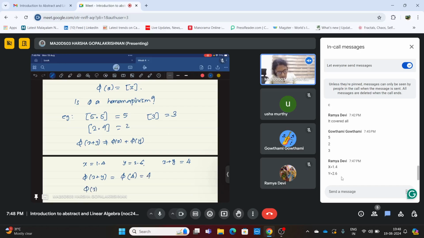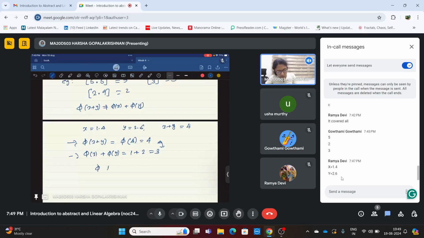Now phi of x plus phi of y we need to consider. Phi of x is phi of 1.4, so it is 1. Phi of y is phi of 2.6, which is 2. So it is 3. So these two are not equal. So this example will work. You need to choose suitably such that the sum of the decimal parts exceeds 1. When we add separately, the decimal parts are removed. But if we add together, one will be more in phi of x plus y, and one will be less in phi of x plus phi of y. So in that case, phi is not a homomorphism.